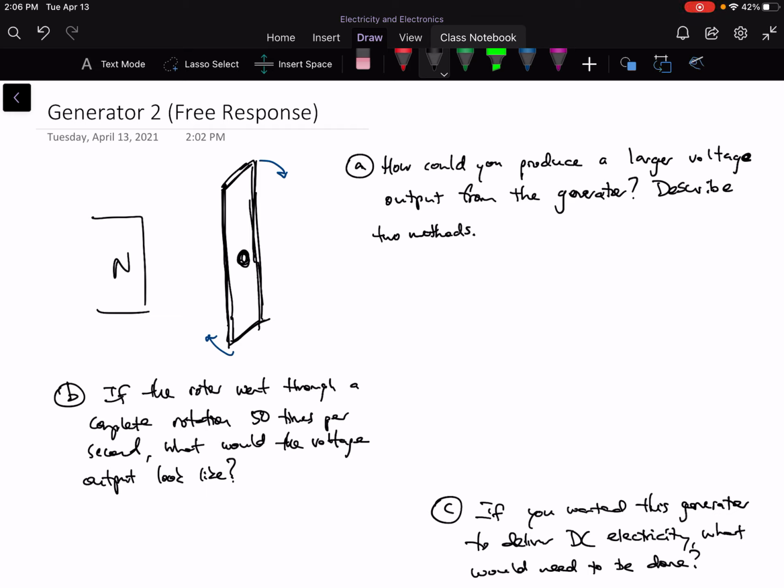Okay, so this is the second generator question, and part A asks us, how could you produce a larger voltage output from the generator? Describe two methods.